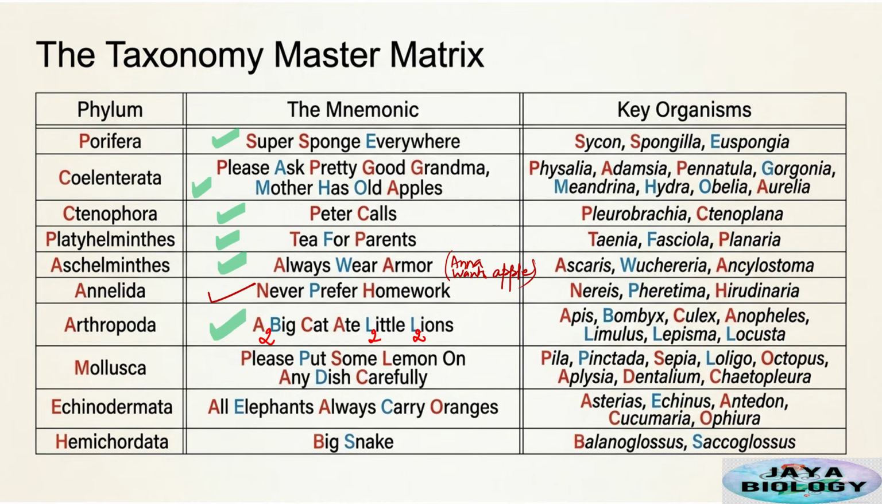Then next, please put some lemon on any dish carefully. Then Echinodermata, all elephants always carry oranges, and big snake. So I hope this video might be helpful for you to learn all the examples of the animal kingdom till phylum Hemichordata. I'll make the next video for all the examples of phylum Chordata.